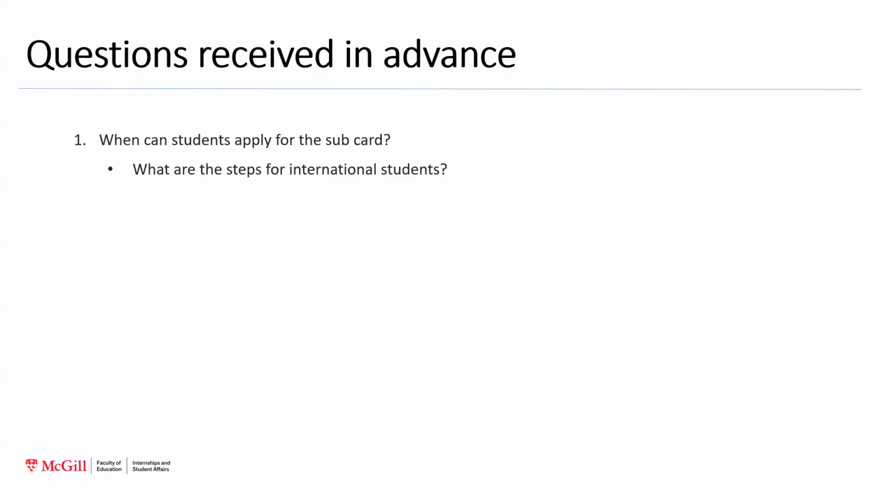What are the steps for international students? You have to be able to work in a school. You have to have a work permit that allows you to be in a school. That's the other thing: sometimes work permits have huge restrictions on them. We have international students who have substituted for us, but you have to verify your work permit.